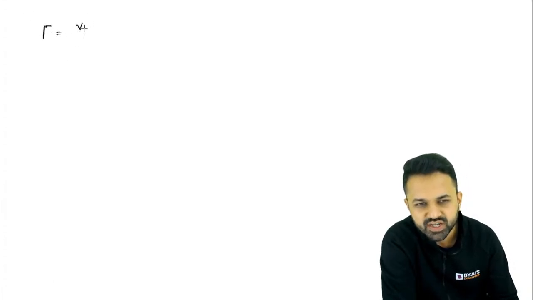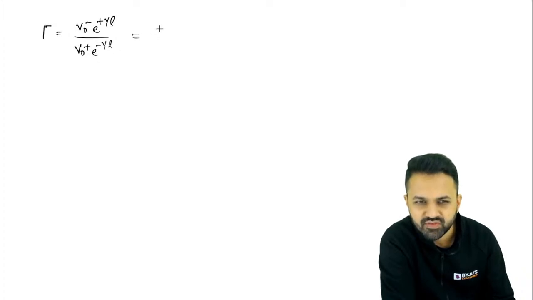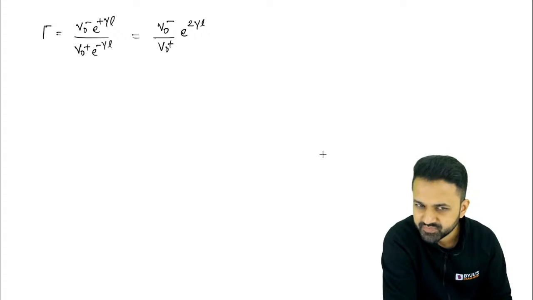So what is the reflected wave? The reflected wave is V naught minus e to the power plus gamma z, and because we have substituted z equal to L, we get L over here, and the incident wave is V naught plus e to the power minus gamma L. So in this way we get V naught minus divided by V naught plus, e to the power 2 gamma L. That is the reflection coefficient we are getting.